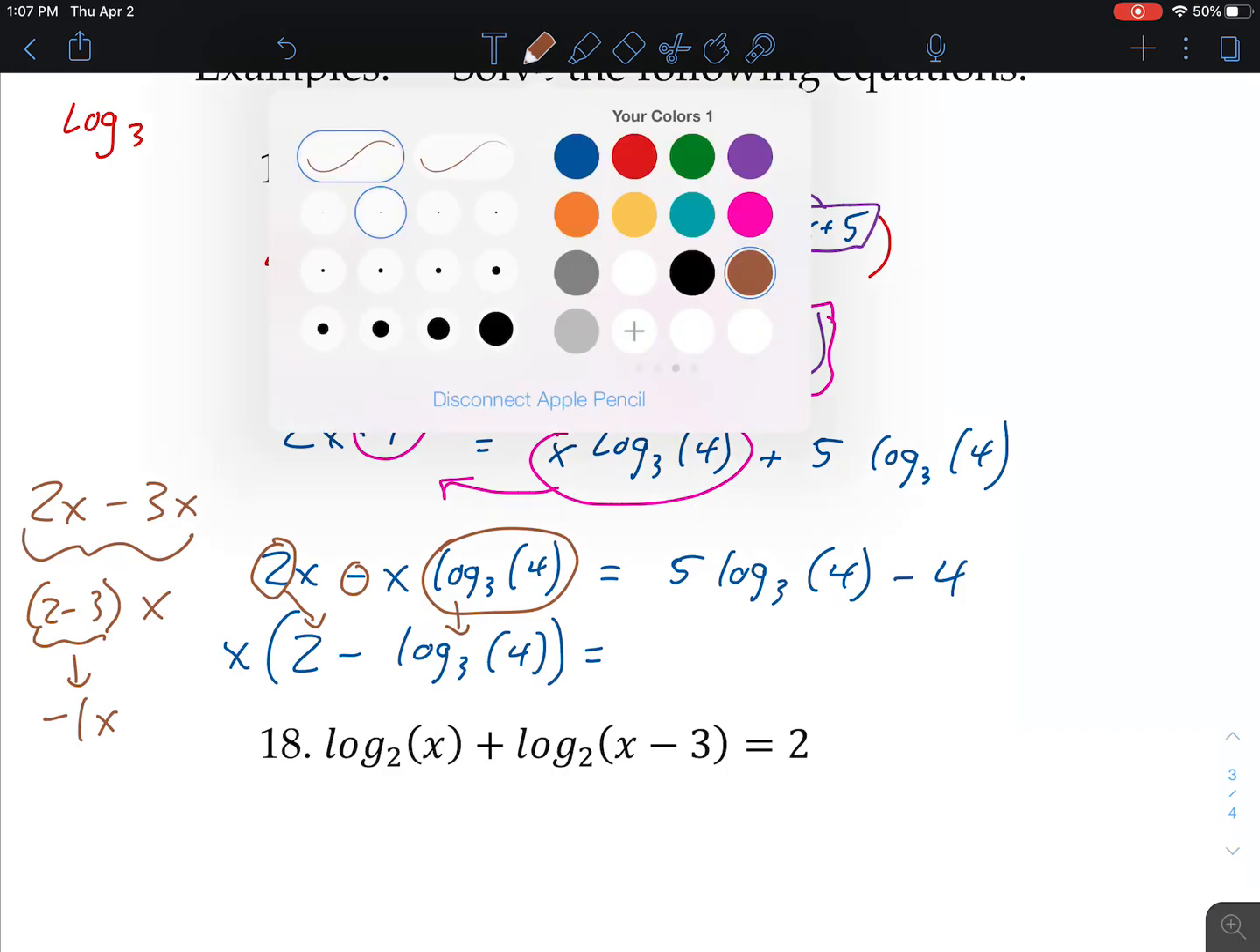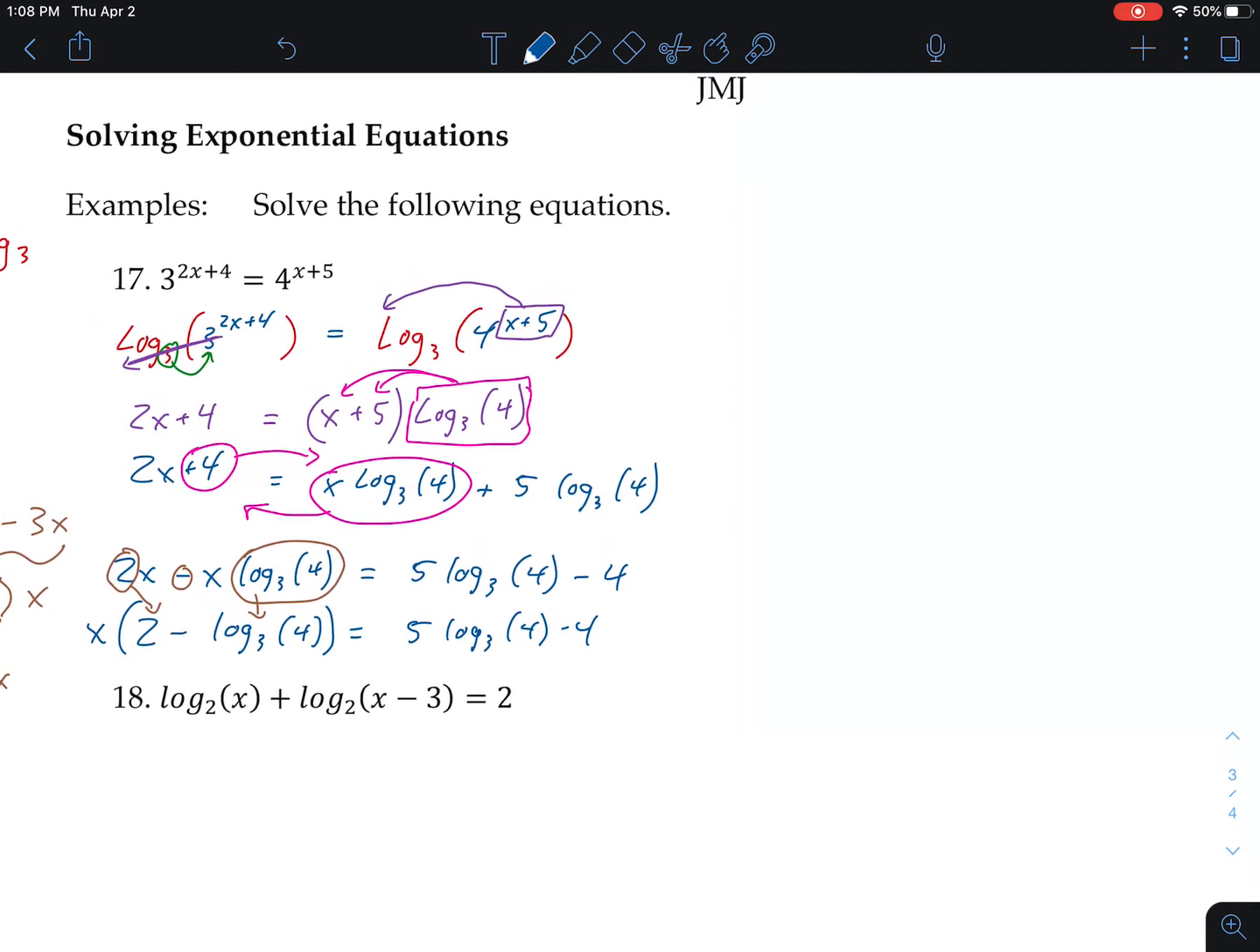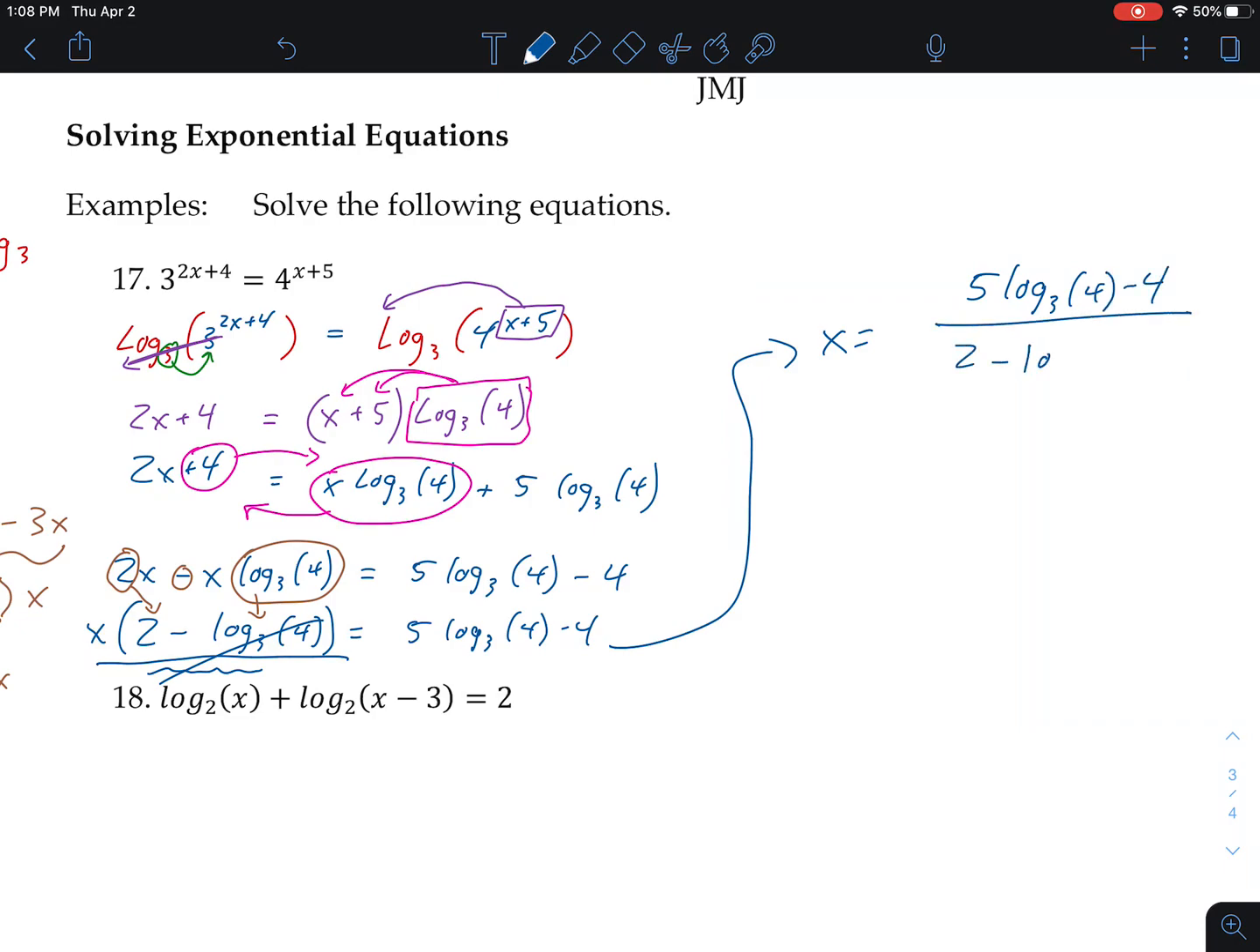Okay, so there's that. And now on the other side, nothing has changed here, I still have my log base 3 of 4 minus 4. I'll show the last line over here. We want to divide both sides by this mess in order to get the x by itself. So my x is equal to 5 log base 3 of 4 minus 4 over 2 minus log base 3 of 4. And here is my total answer. A lot of work for one big decimal.